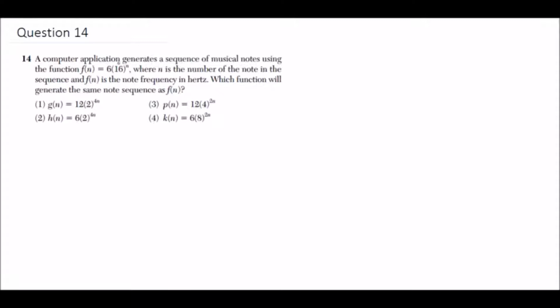So here we have a computer application that generates a sequence of musical notes using the function f(n) is 6 times 16 to the n, where n is the number of the note in the sequence and f(n) is the note frequency. Which function will generate the same note sequence as f(n)? What this really means, the same note sequence, is which of these functions is equivalent to our function.